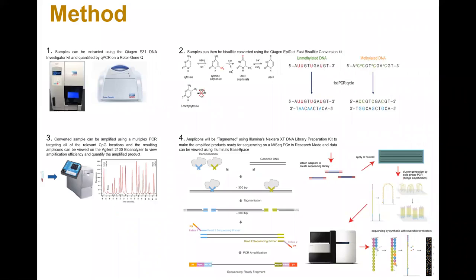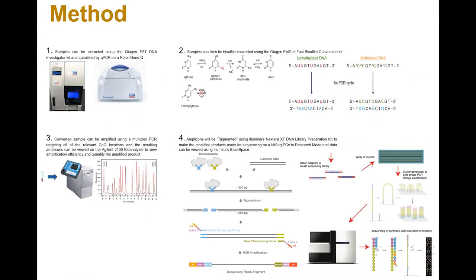To go into more detail about the overall method, the steps that we're going to be taking: the samples can be extracted. In our lab, we use the QIAGEN EZ1 DNA Investigator kits, automated, as well as qPCR and our Quantifiler Trio. You could also alternatively use a Qubit. And then next is this important step for DNA methylation research, which is the bisulfite conversion step.